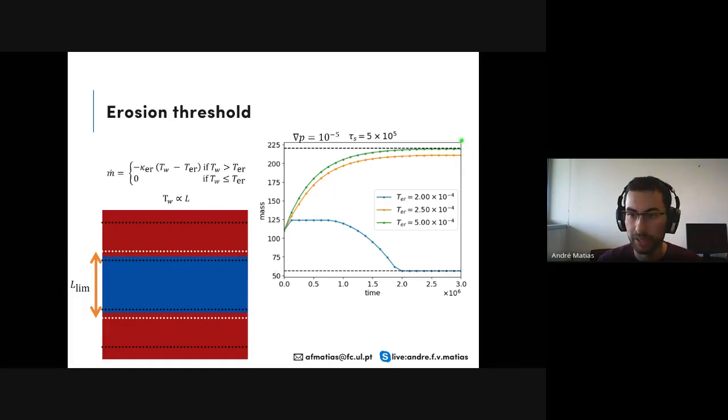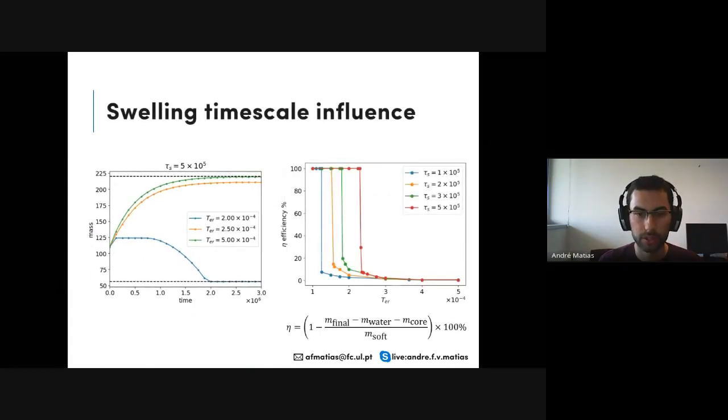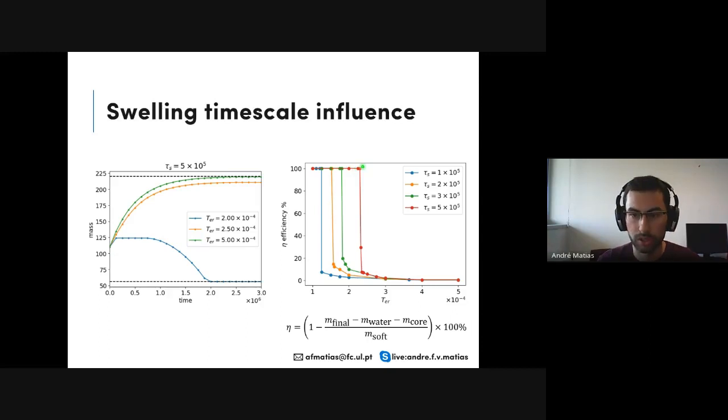I can systematically plot the final state of the system by plotting the efficiency of mass removal. So if I have 100% efficiency, it is like the blue line where I remove all of the mass. If I have 0% efficiency, it's like the green line where the system only swells. And so as I increase the erosion threshold, there is a value above which the efficiency drops to close to zero, and eventually it will reach zero.